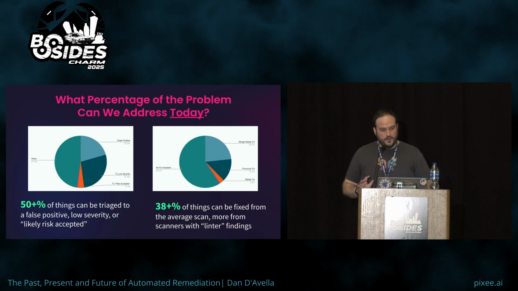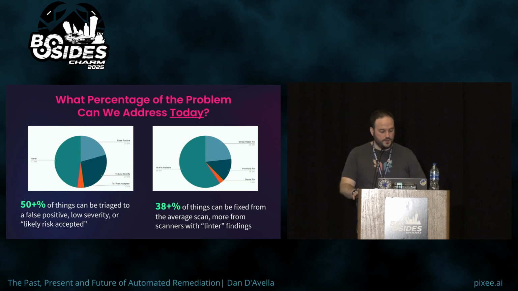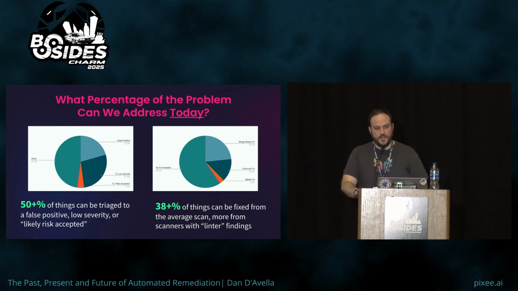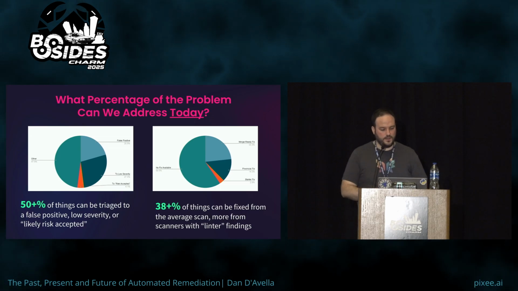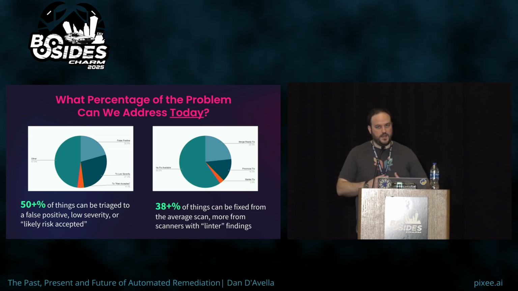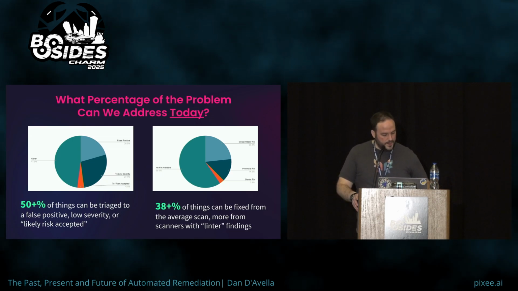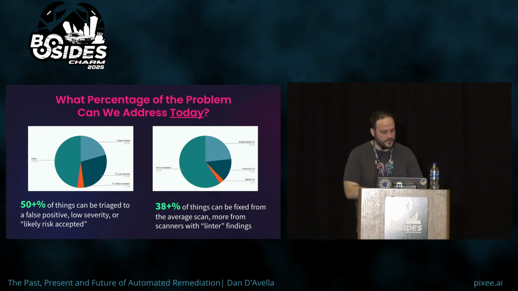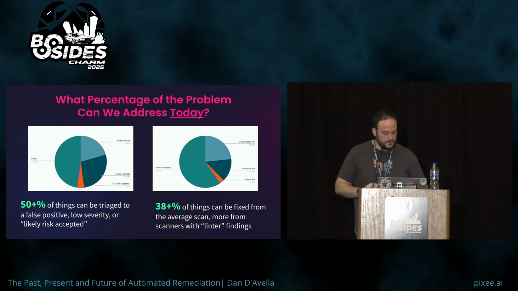And then we found that 38% of things from the average SAST scan is something that we can remediate automatically. And that could be using deterministic processes, or that could be using generative AI processing. If you expand beyond just the security domain and look at linter type findings, code quality type findings, then we can do even better than that.